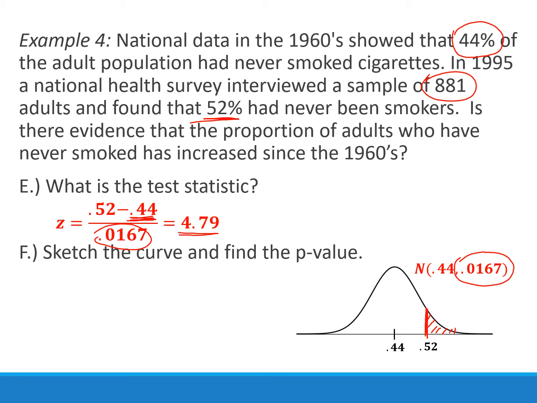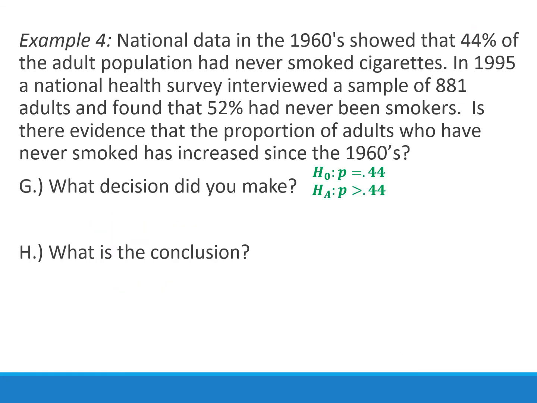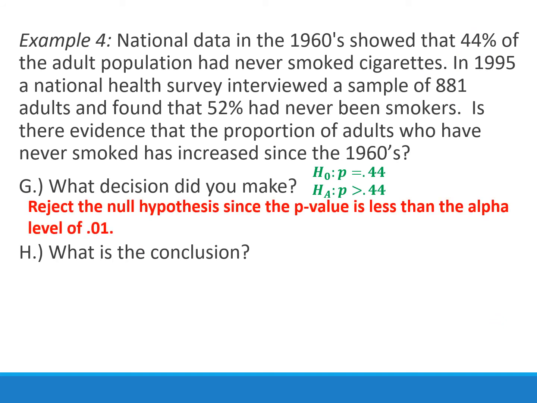That's a large z-score, it's off our table. We're going to use that to find a p-value. The probability of ending up in that tail is 0 plus. Now, based on that p-value, we're going to make a decision. And the decision is to reject the null hypothesis since that p-value is small, since it's less than the alpha level of 0.01. Let me give you a full explanation.